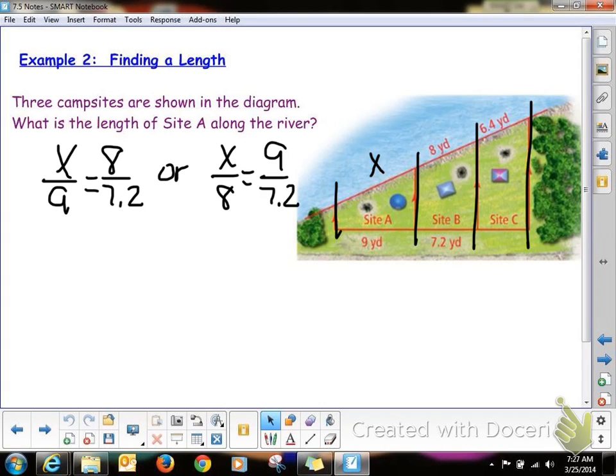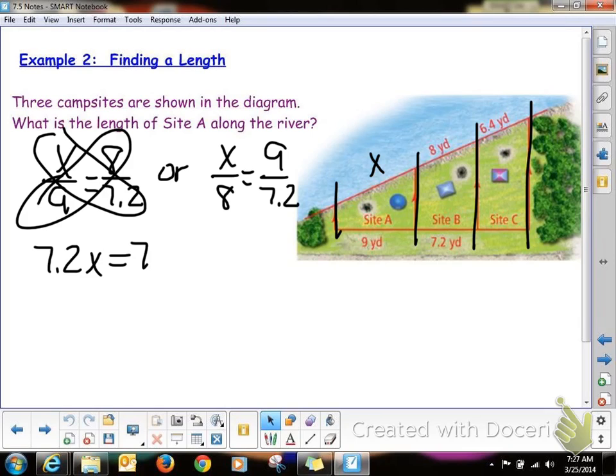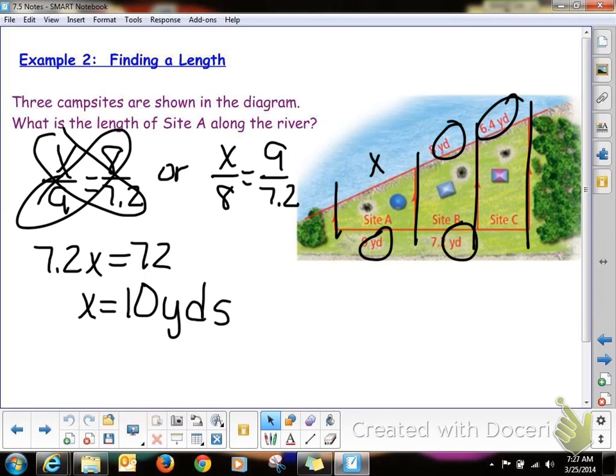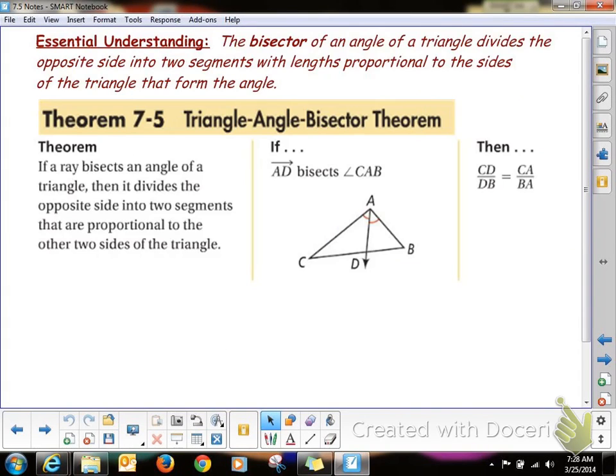So you could have written your proportion either one of these ways, or you could write either one of these ways, but the reciprocal. You could flip them. 9 over x equals 7.2 over 8, or 8 over x is equal to 7.2 over 9. Either way, you're going to use the cross product property, and you're going to get that 7.2x is equal to 72. So x is equal to 10. Now, you need to use a unit of measure here, because in this word problem we have units of measure, so it's 10 yards. That would be your final answer.